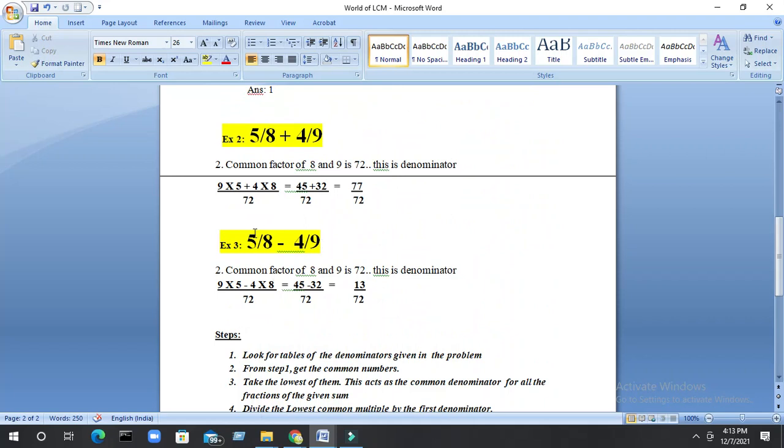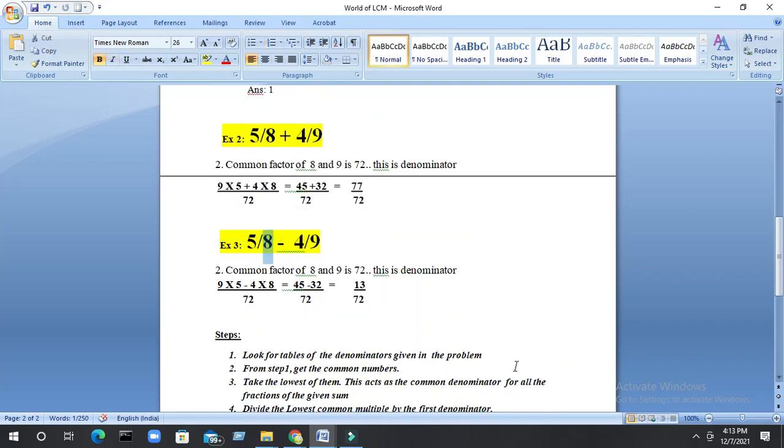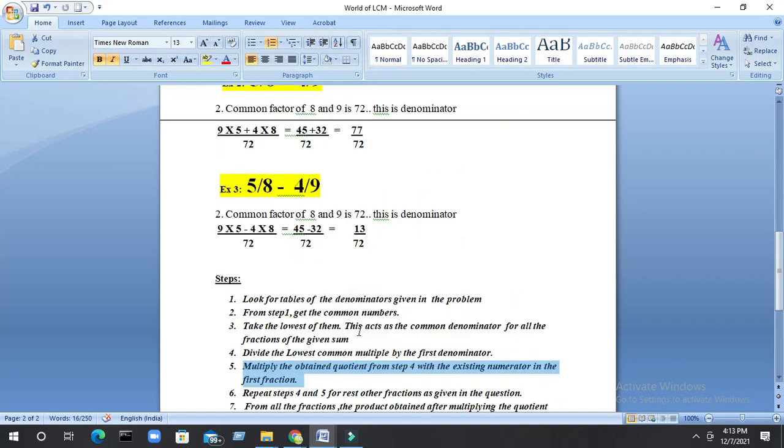Now, let me repeat again for example 3. First, look for the tables for 8 and 9. Done, which is 72 that we got. From step 1, get the common numbers. Yeah, the common number was 72. Next, take the lowest of them. This acts as a common denominator. Yes, we already did it. Divide this LCM by the first denominator. You are dividing it by 8, which we got the answer as 9. And then go for the fifth step, where we multiply the numerator with the quotient we got. The quotient was 9 and we multiplied it with 5, which was 45.